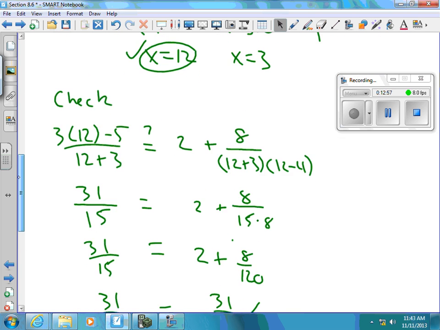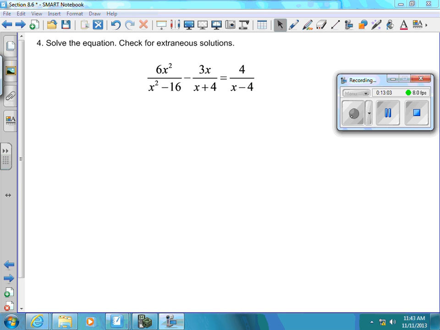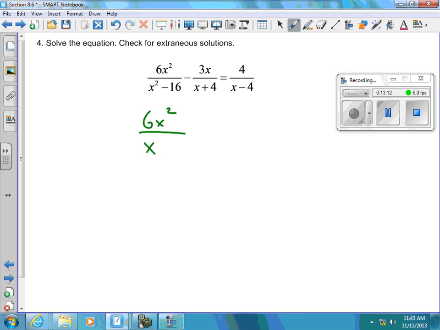So let's go up here. We can circle it. Both answers are actual answers, no extraneous solutions. Okay, last one real quick. If you get something like this, it might be easier to try and factor the pieces and make sure what you're multiplying by is a little bit less than if we just straight up multiply by x squared minus 16 at the top and the bottom.